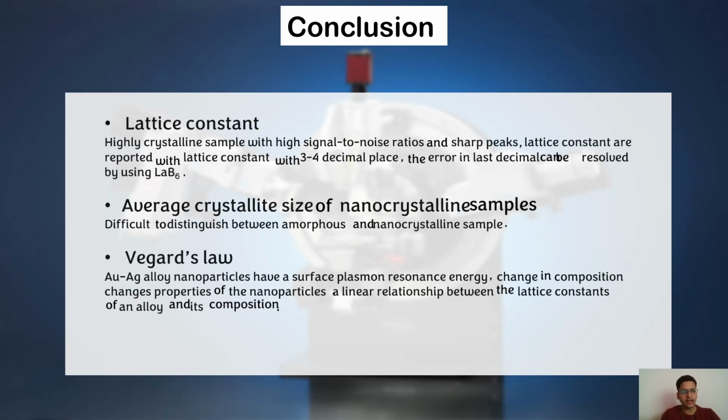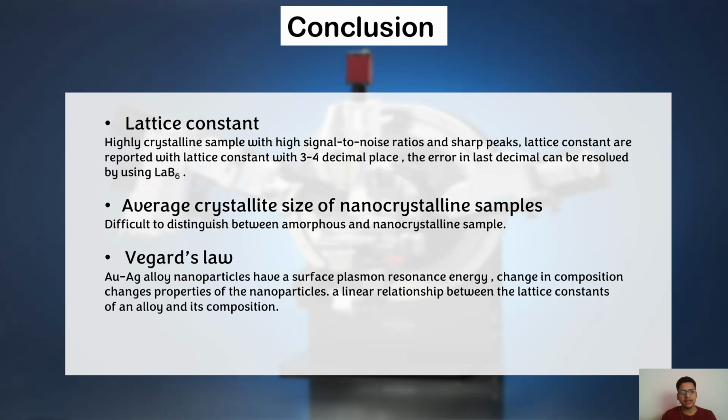Done. Lattice constant: lattice constant means alpha, beta, gamma, or a, b, c. Those are your lattice constants. For a highly crystalline sample with high signal to noise ratio and sharp peaks, the lattice constant can be reported to 3 to 4 decimal places, and they can be resolved using LaB6. Now, average crystallite size of nanocrystalline samples: we have already discussed this part. It is difficult to distinguish between amorphous and nanocrystalline samples because they all show broader peaks. If the nanocrystallite size is very, very small, it also shows a broader peak.